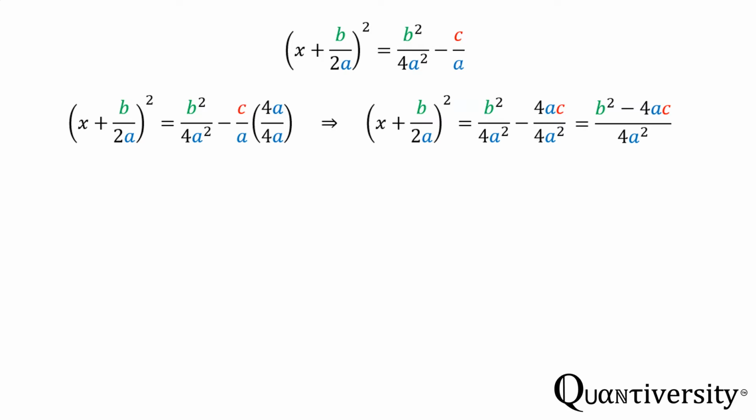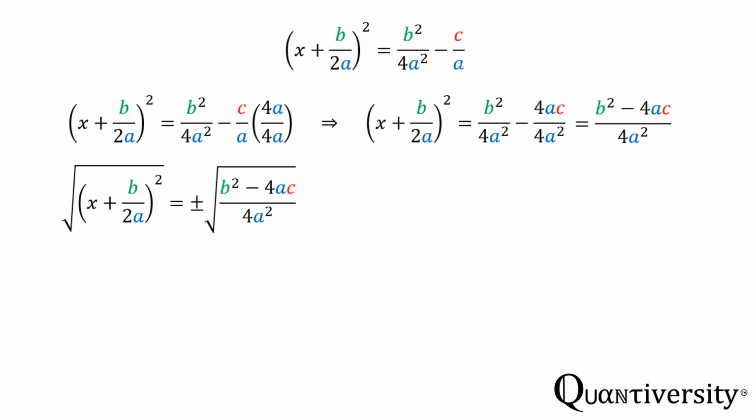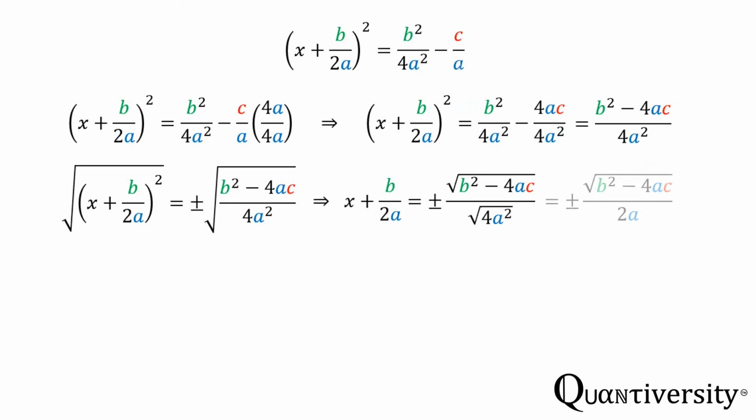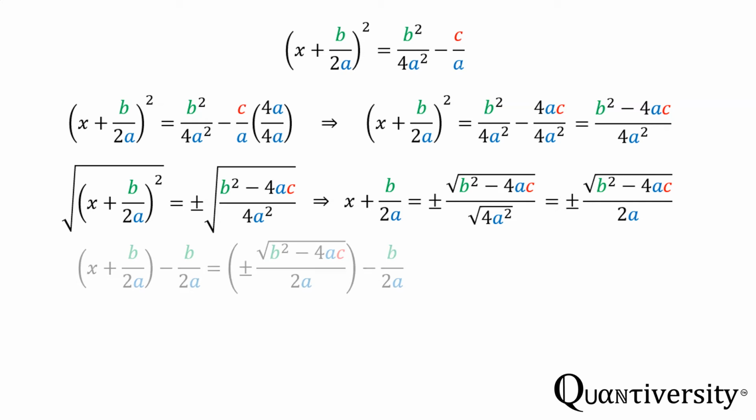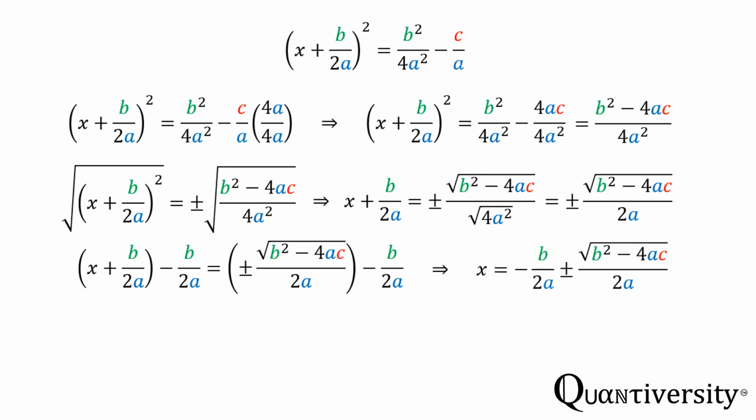Taking square roots of both sides of the equation gives us x plus b over 2a is equal to plus minus the square root of b squared minus 4ac, all over 2a. Finally, by subtracting b over 2a from both sides and simplifying, we obtain the quadratic formula.